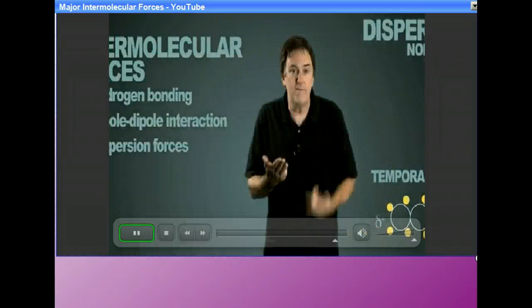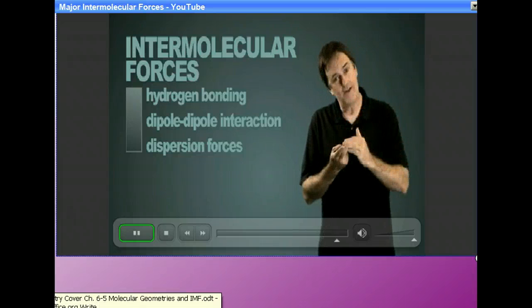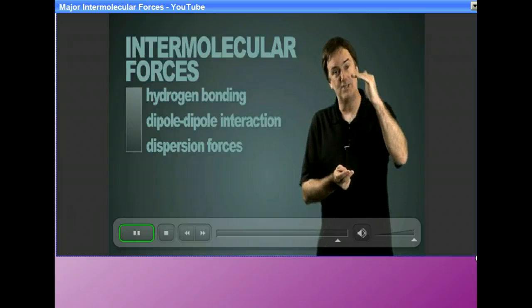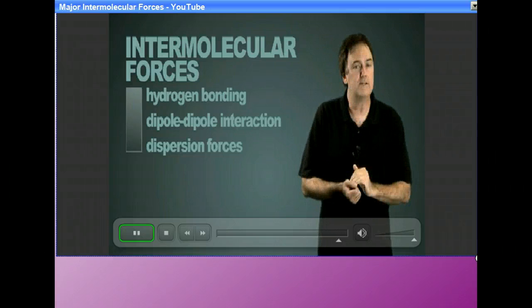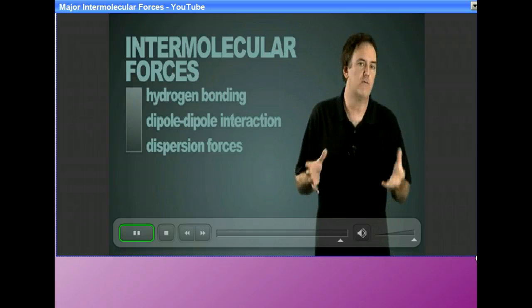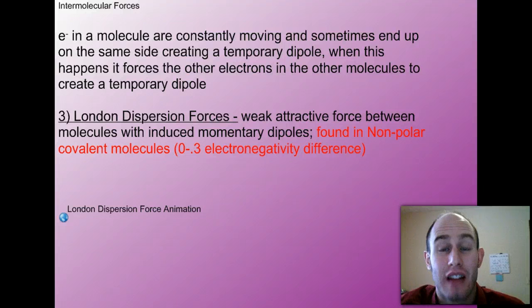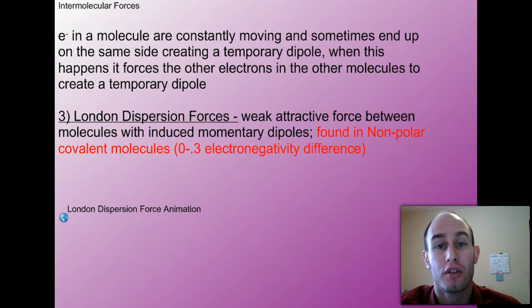So that's all three forces together there. We've got hydrogen bonding up at the top, right under it dipole-dipole interaction, and a little bit below that, we've got dispersion forces. Those are the three major intermolecular forces at play with all molecular substances. The last force that was mentioned in that brief video was London dispersion forces. I want to clear up here, as it is a little difficult to explain exactly what that is.